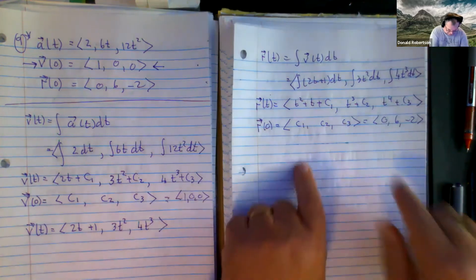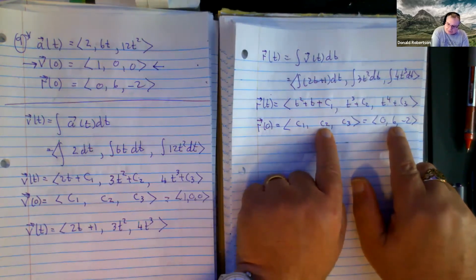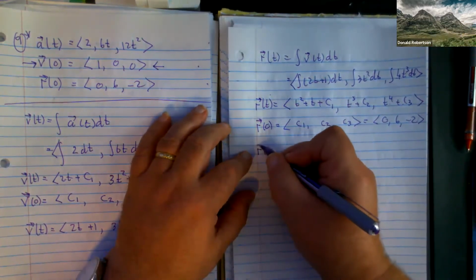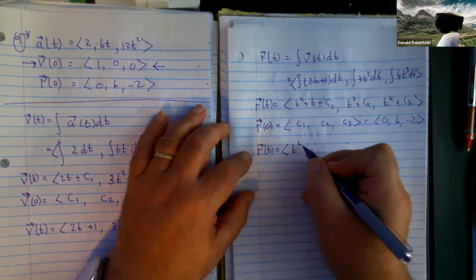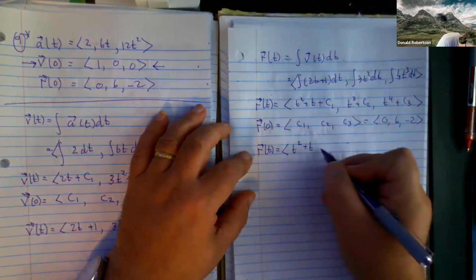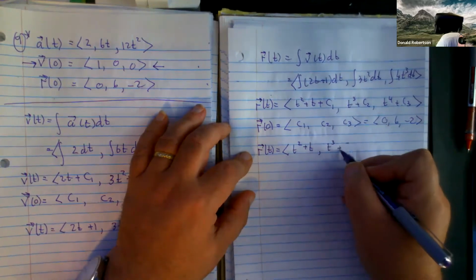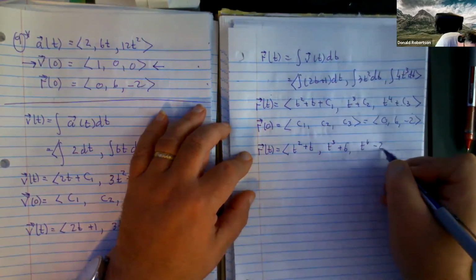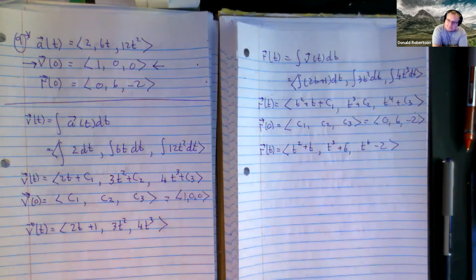And again, we got really lucky here. C1 will be 0, C2 will be 6, and C3 will be negative 2. Put that information into r of t, and we have t squared plus t plus nothing, t cubed plus C2, which is 6, and t to the 4 plus C3, which is negative 2. And there is your position function in all its glory.